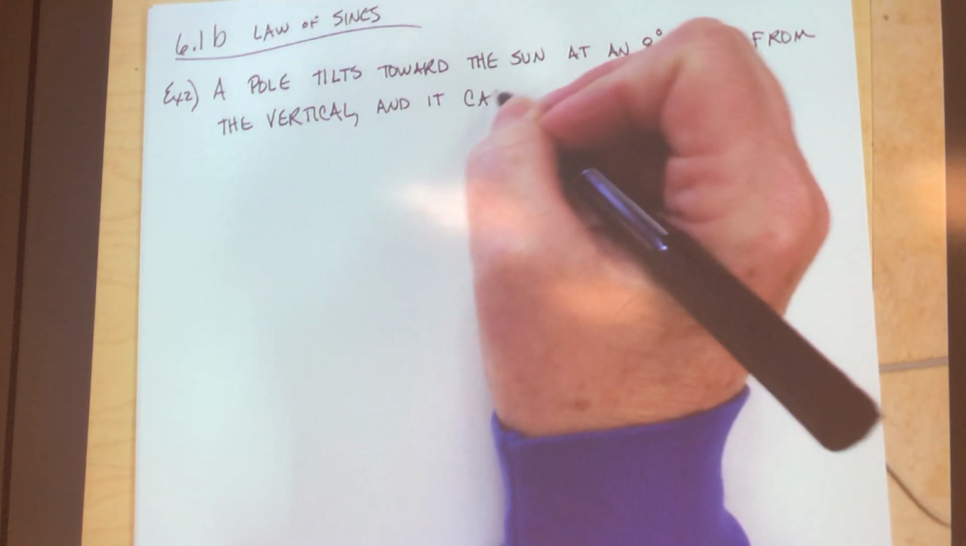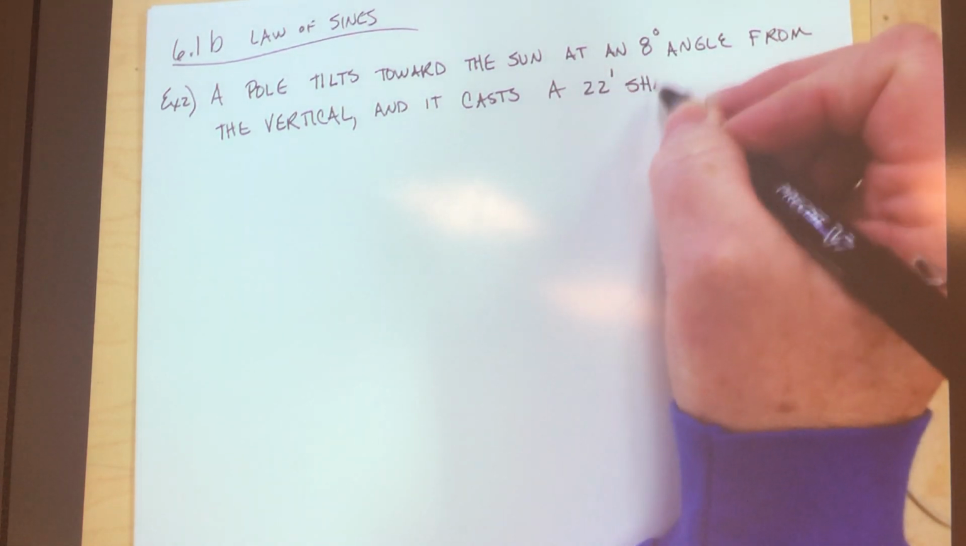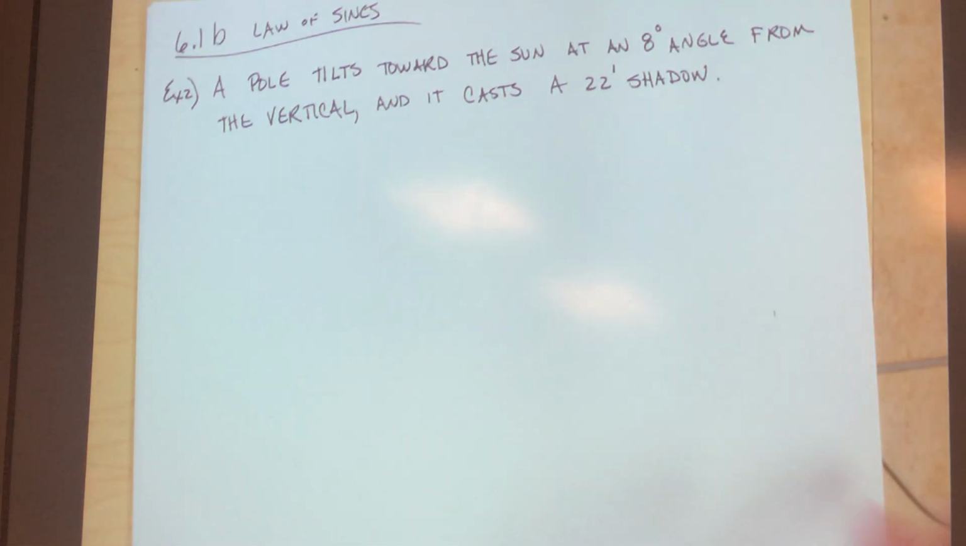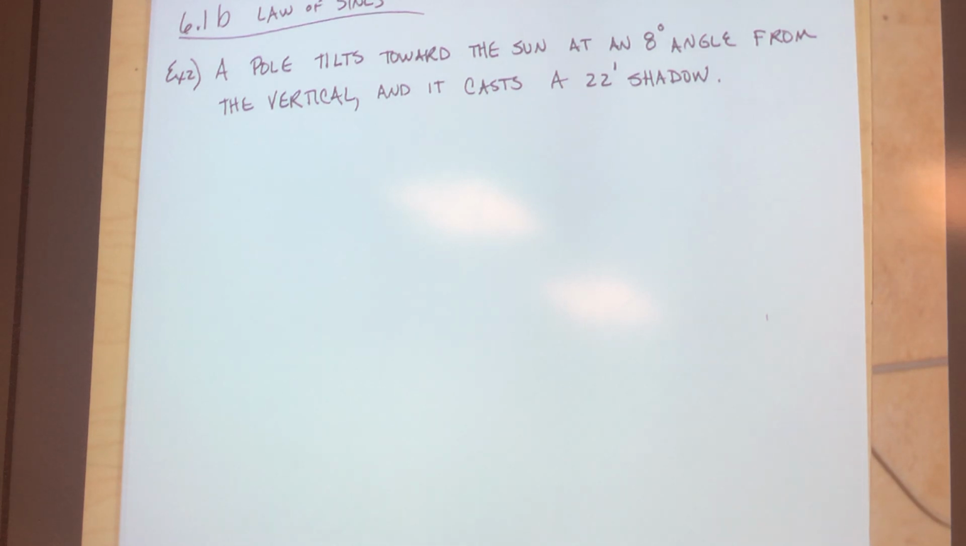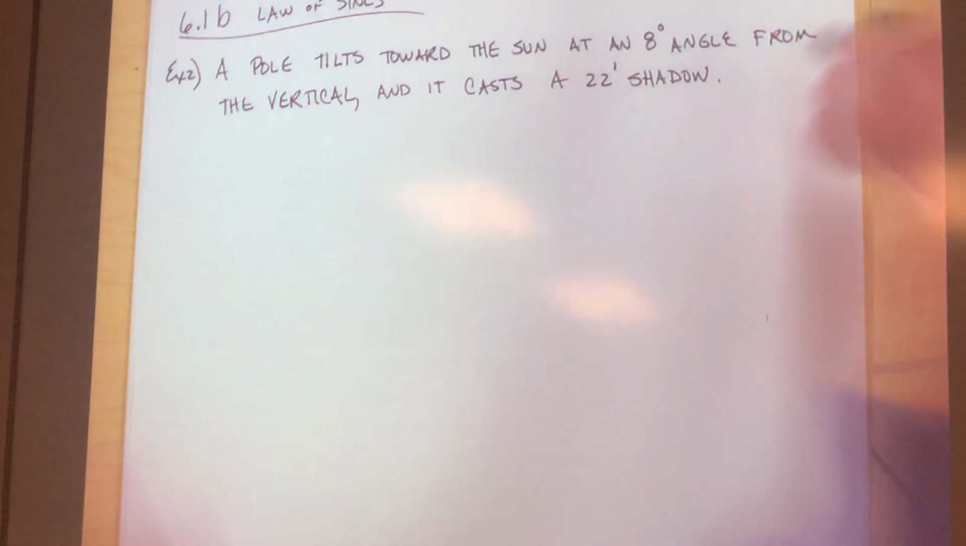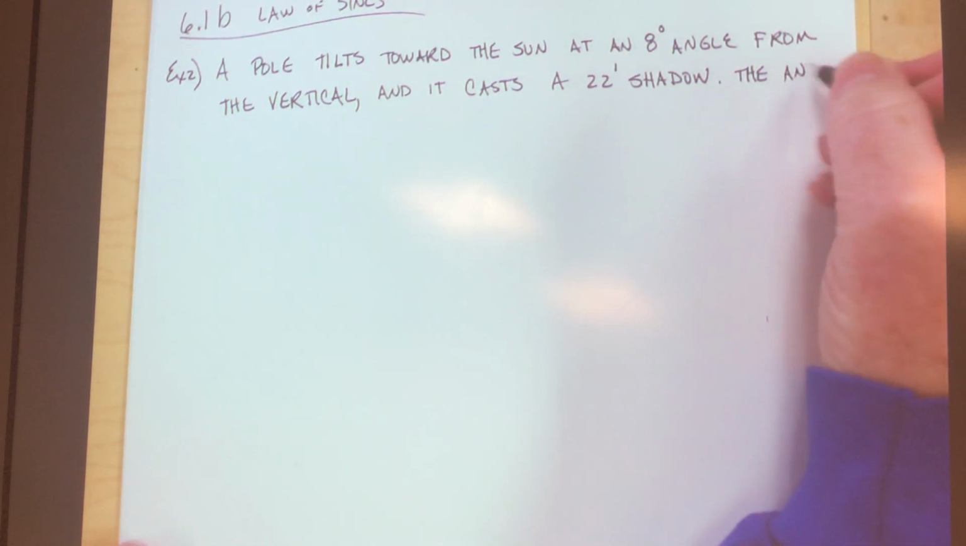It casts a 22-foot shadow. Now let's make sure that we all understand where shadows are on the ground. It is very common for kids to put the shadow on the side of the triangle that's in the air, but that's not right. If that's the shadow you're seeing, run fast, children. That's a ghost. Because if it's tilted towards the sun, the shadow's going to be on this side, so it's going to be an obtuse angle.